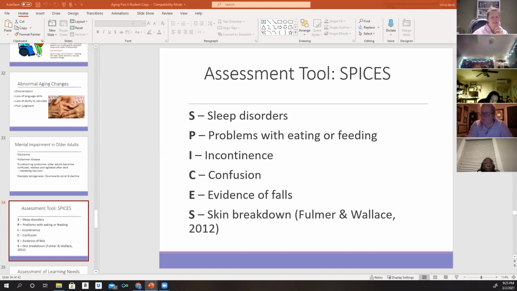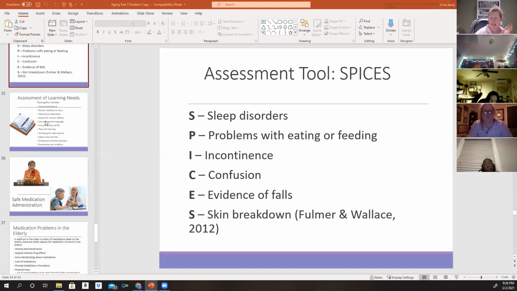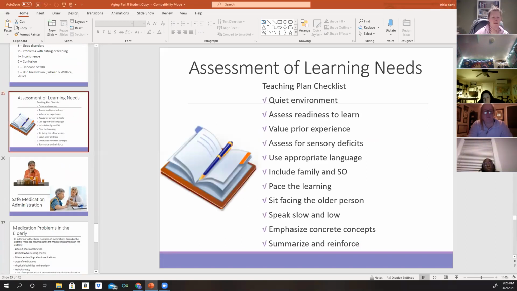So the S stands for sleeping disorders, the P stands for problems with eating or feeding, the I stands for incontinence, the C stands for confusion, the E stands for evidence of falls, and then S is skin breakdown. So you can use this in any setting, even in the hospital. We use it a lot in our long-term care facilities because we really get a good picture of what they're like in their everyday life. But it's a very good intervention to help plan care for your older adults.